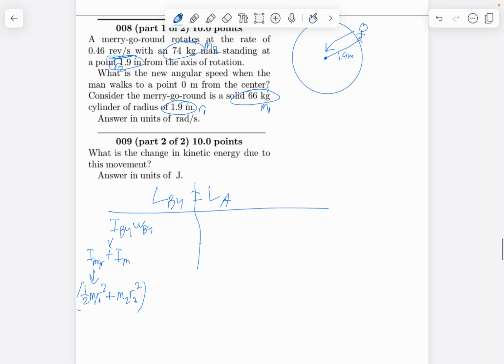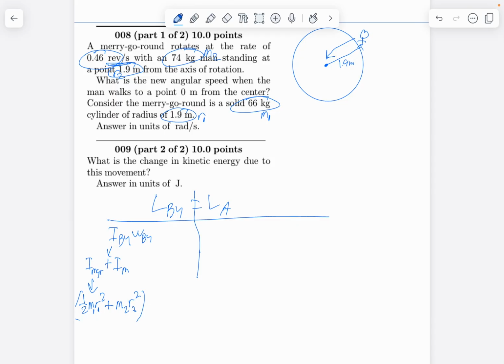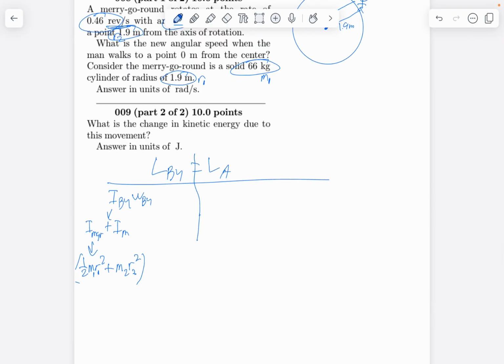And then our initial angular velocity. Mine's 4.6 revolutions per second, but we want our angular velocity in radians per second. So you have to convert that revolutions per second to radians per second.